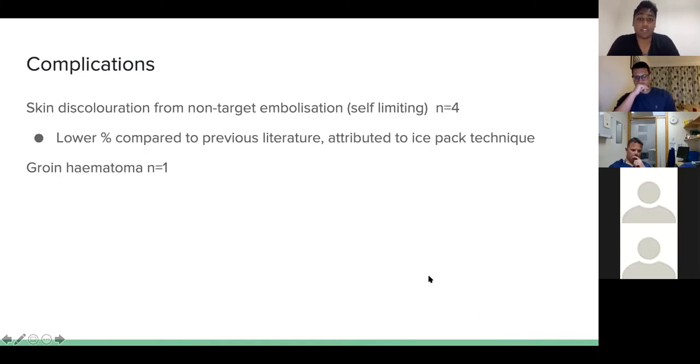In terms of complications of the procedure, the main one was skin discoloration, and that's from non-target embolization, so the embolization particles going to the skin rather than the hyperemic areas. That's actually a lower percentage compared to some previous articles, attributed to the ice pack technique, where an ice pack was placed on the patient for about 15 minutes. The theory being that that causes vasoconstriction and reduces the risk of non-target embolization. And one patient also had a groin hematoma as a complication of the procedure.